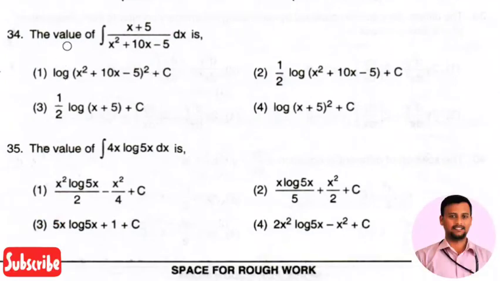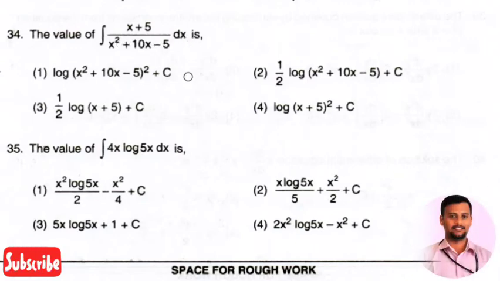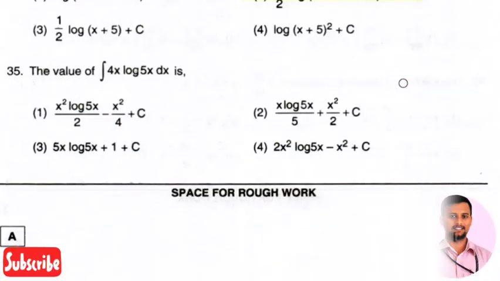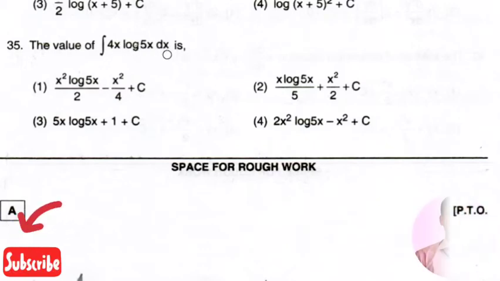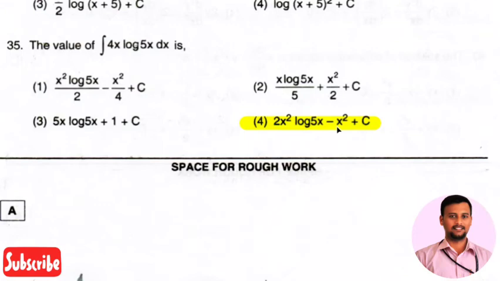And the next question is: the value of the integration of (x + 5)/(x² + 10x - 5) dx is? The right answer is option 2, that is 1/2 log(x² + 10x - 5) + integration constant. And the next question is: the value of the integration of 4x log 5x dx is? The right answer is option 4, that is 2x² log 5x - x² + constant.